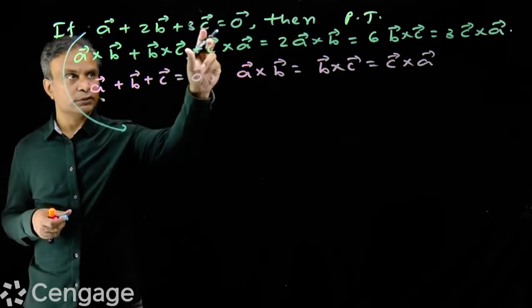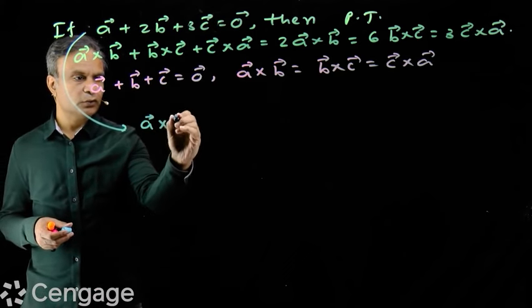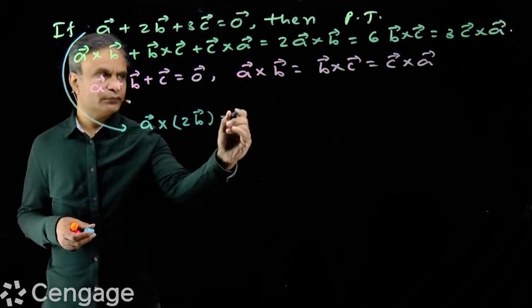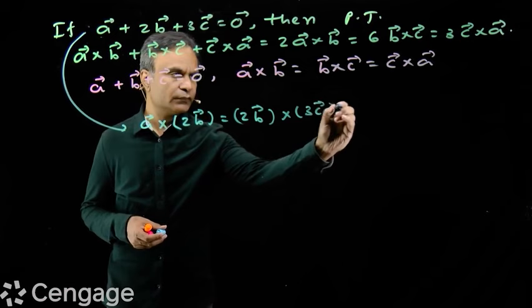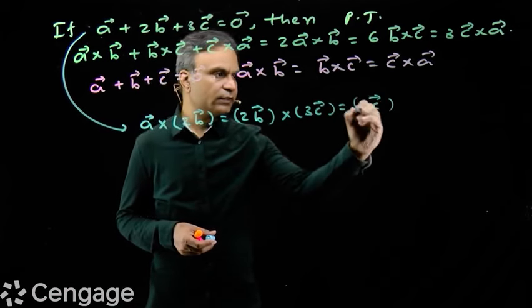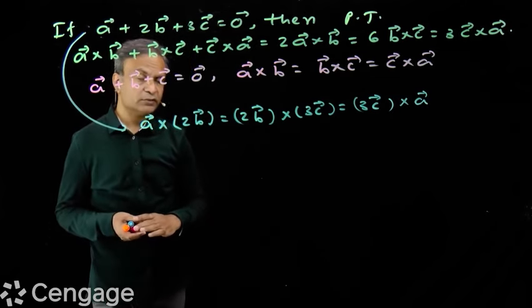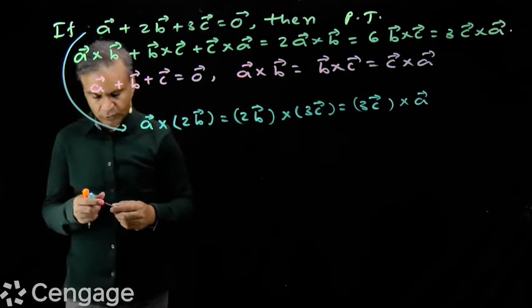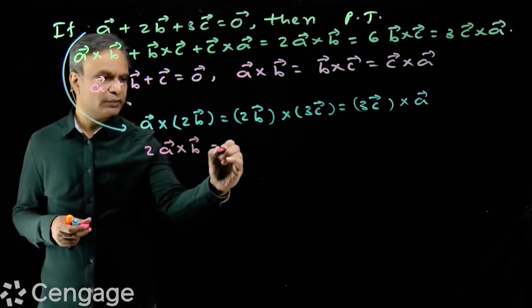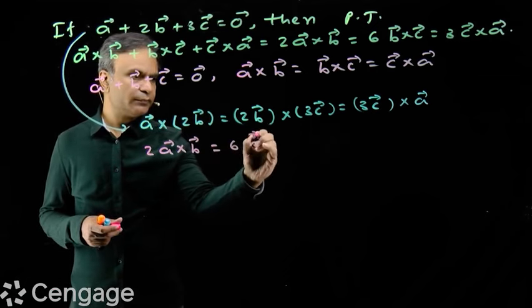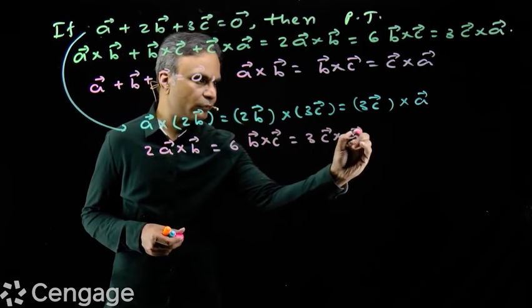For this sum equal to the 0 vector, we have a cross 2b is equal to 2b cross 3c is equal to 3c cross a. We are replacing b with 2b and c with vector 3c. Okay, so we get 2 times a cross b is equal to 6 times b cross c is equal to 3 times c cross a.